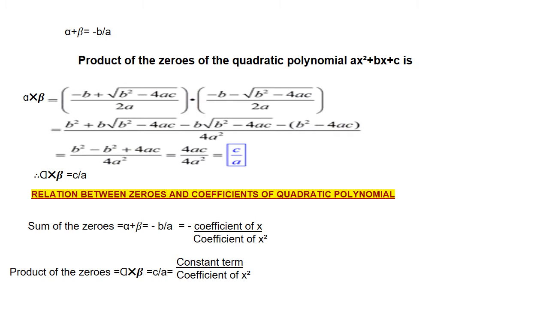Now let us go to the relation between zeros and coefficients of the quadratic polynomial. Sum of the zeros, alpha plus beta, we get here is minus b by a. What is b here? The coefficient of x in the quadratic polynomial. Now a is the coefficient of x square. Now the product of the zeros, alpha into beta, is equal to c by a. What is c here? The constant term of the quadratic polynomial. And a is the coefficient of x square from ax square plus bx plus c.